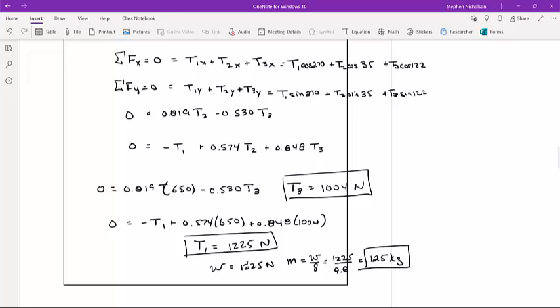And then to find the weight or the mass, because it's in equilibrium, the tension in rope 1 is the same as the weight hanging, and then the mass of the weight is the weight divided by the acceleration due to gravity. So you get 125 kilograms.